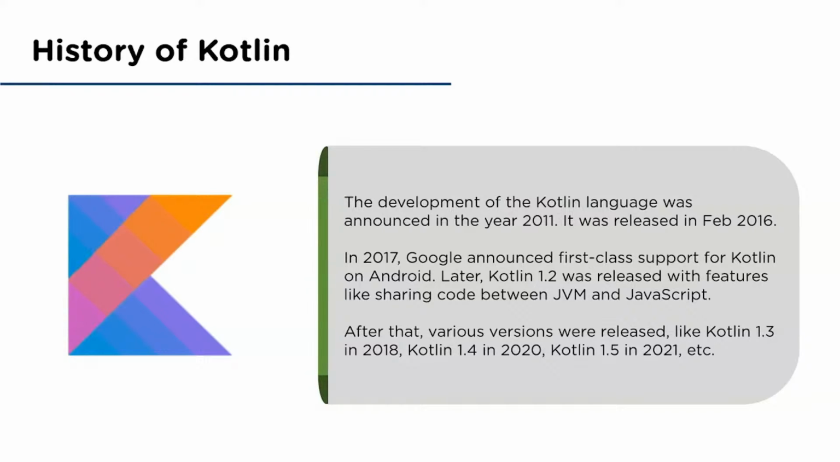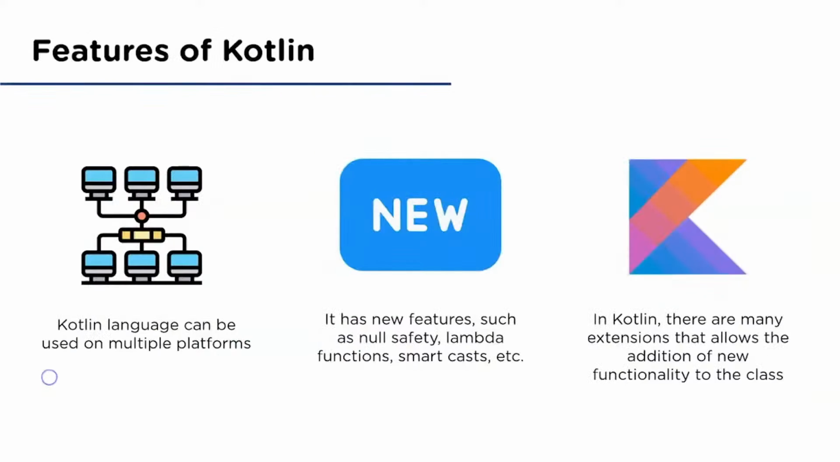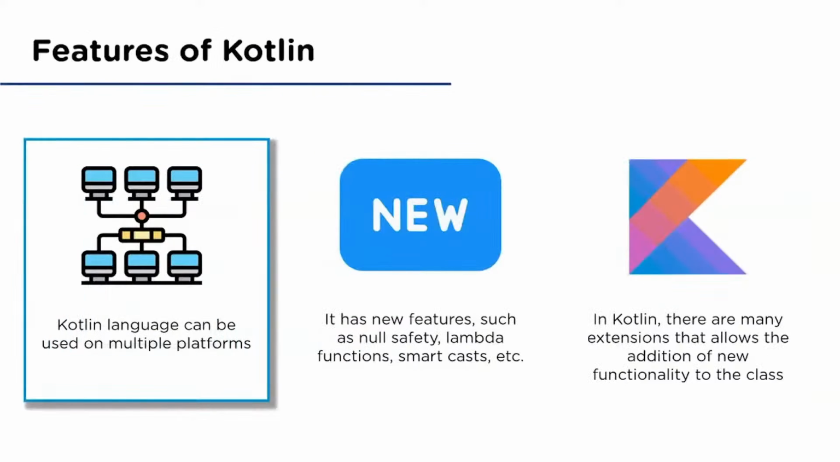Now, moving on to features of the Kotlin language. The first feature is that the Kotlin language can be used on multiple platforms, which reduces the time that is spent on writing and maintaining the code on different platforms. Kotlin doesn't depend on a virtual machine on the target platform.